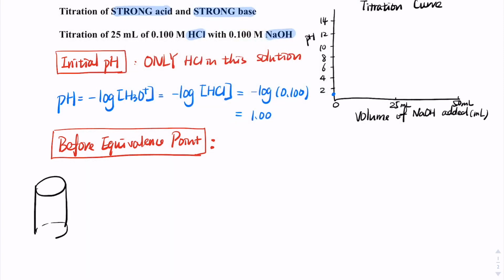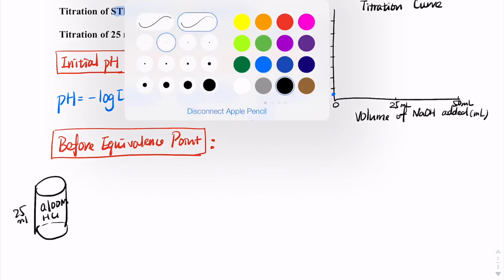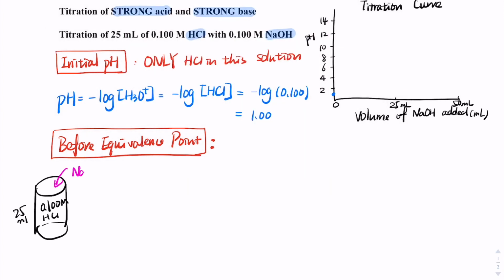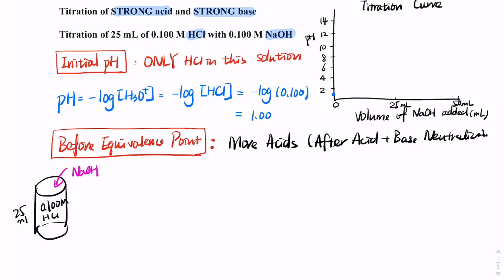You have 0.1 molar HCl, with 25 ml inside here. You're going to start to add your base, sodium hydroxide. As you add it little by little, what is this process? It's acid-base neutralization. You neutralize the strong base you add, and you still have HCl inside your solution. After the neutralization, the majority of this solution still has more of the strong acid.